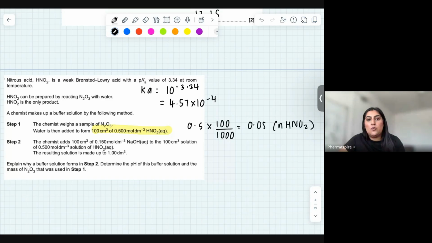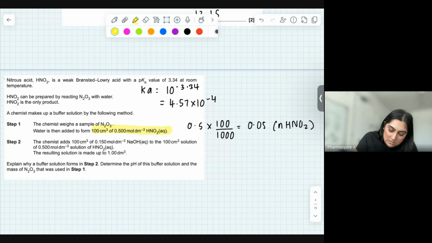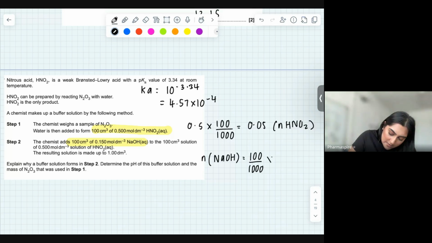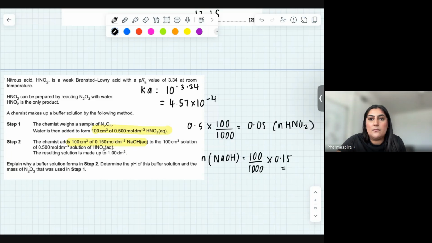Because if you do it this way, you've already pretty much got to a threshold of like 2 marks, okay? Then you've got the chemist adds 100 centimeters cubed of 0.15 molar NaOH. So I'm going to do the same thing there as well. So 100 over 1,000 times 0.15. That's what we get.